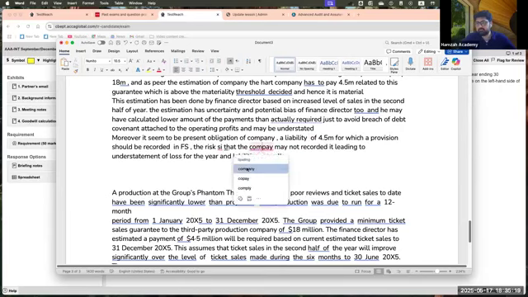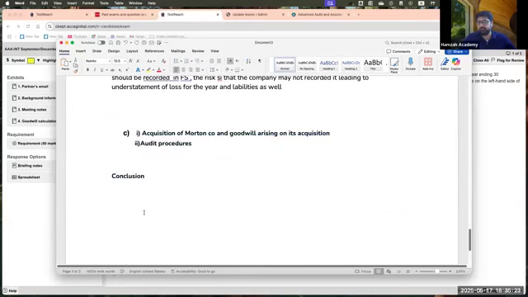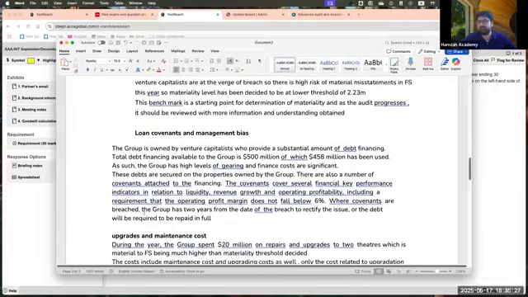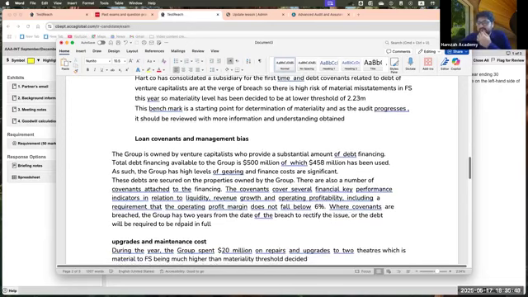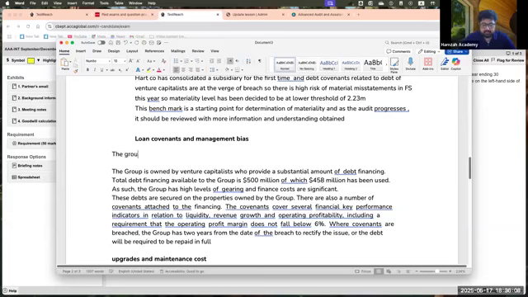So it is done. So the fourth point is loan covenants and bias. Now you have got the idea why I left it, because a number of points are there. Now, students, revenue growth and operating profitability. The group has significant funding in the form of debt.